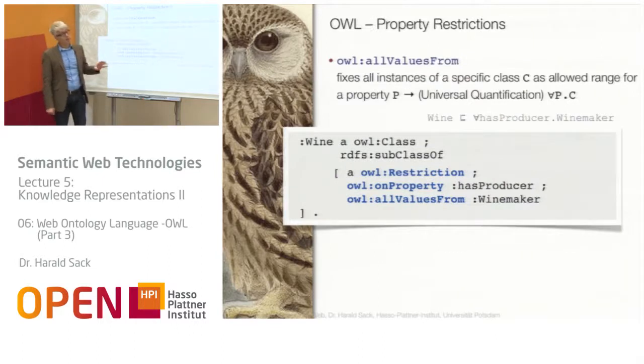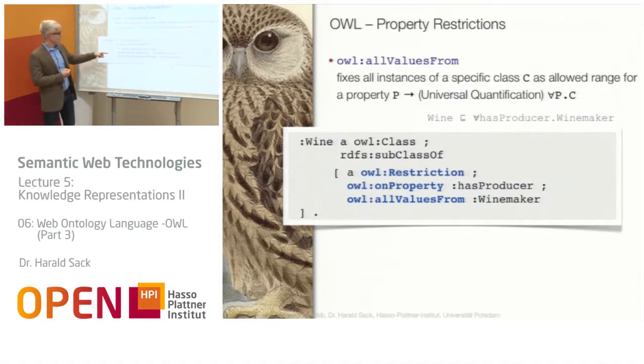Okay, let's take a look at the quantifiers. We start with the universal quantification. As you know, universal quantification for description logics, as well as for all, works in the way that it fixes all instances of a specific class as allowed range for a property. So what we do here is we define wine, and we say all wines must have a winemaker as producer.